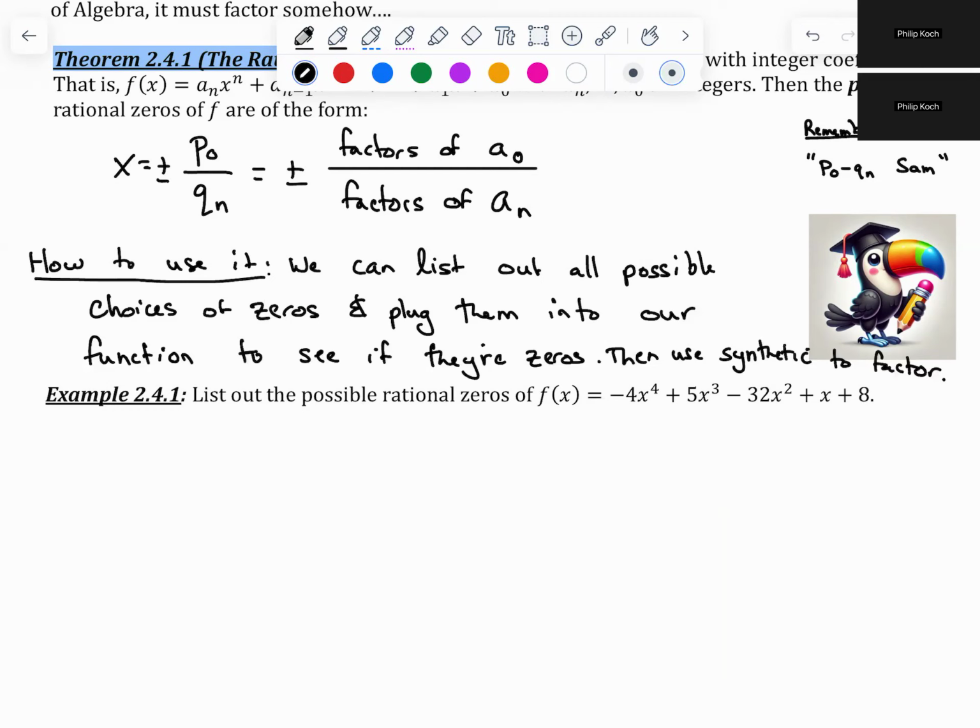Maybe I can make it p sub a sub 0. So it'd be Pow can and q sub a sub n. So it'd be Pow can Sam. But Poocan Sam sounds sillier.